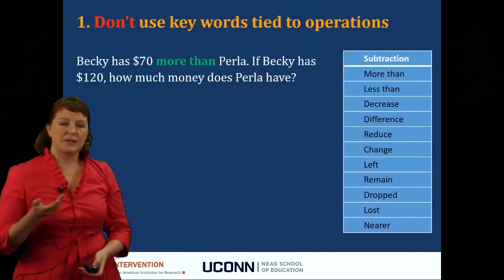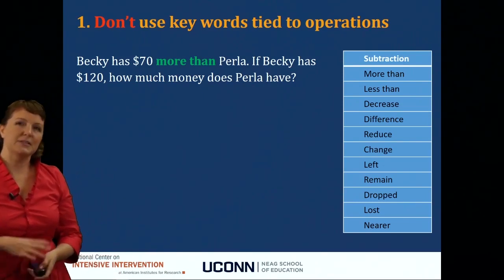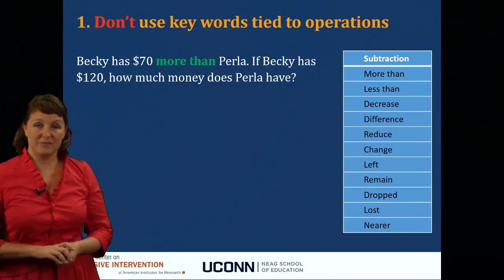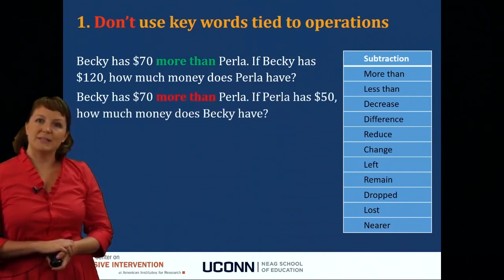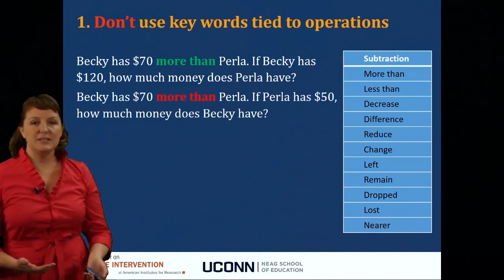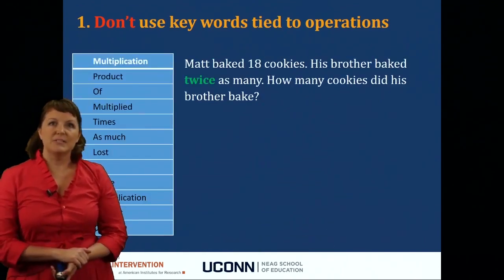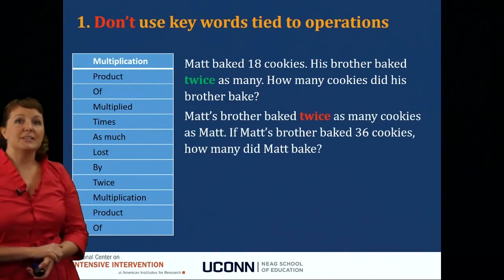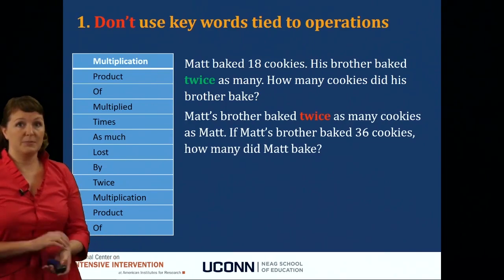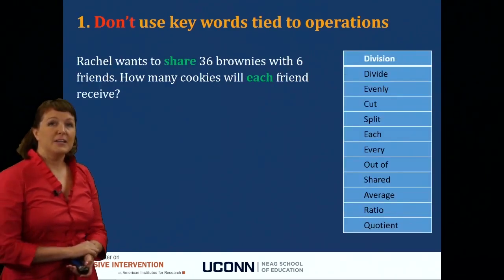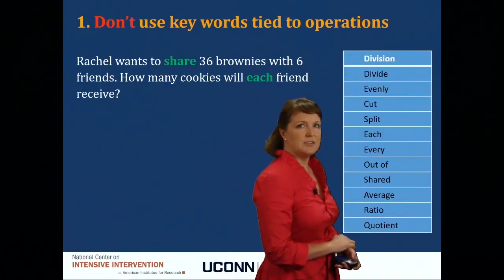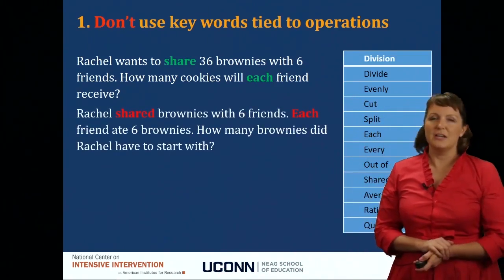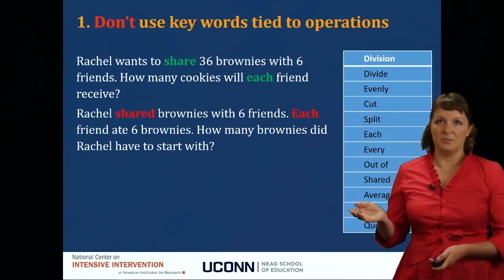Here are a few other examples, and I won't spend a lot of time on these, but here more than as a keyword for subtraction works, but in this example, more than doesn't work. Here we see that twice works for a multiplication keyword, and then we see that twice doesn't work for a multiplication keyword. And finally, share and each will work for this division problem, but then share and each will not work for this division problem.